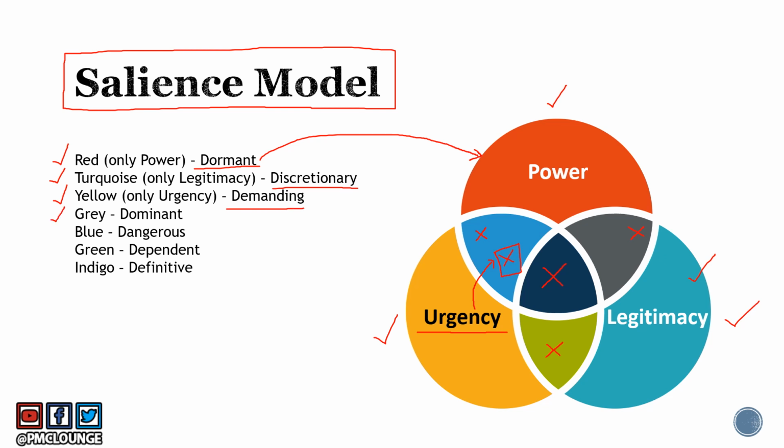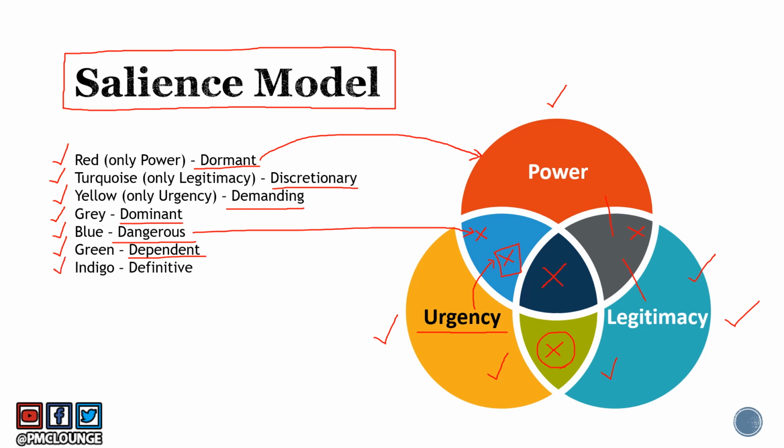Then you have got gray. Gray represents dominant. So gray is someone who has legitimacy as well as power. Then you've got blue. This is dangerous. The email that you received from the CEO was here and it was dangerous. Next is green, that is dependent. So someone who has a lot of urgency, a lot of legitimacy, but no power at all, is a stakeholder who's dependent on you. Your, let's say, team members, a tester maybe.